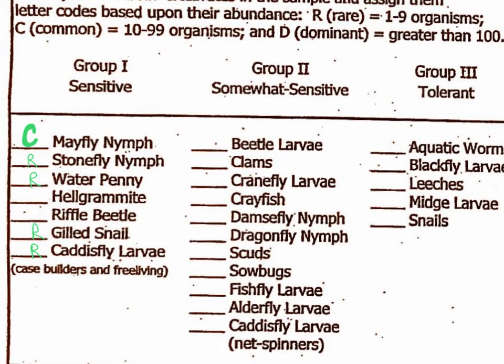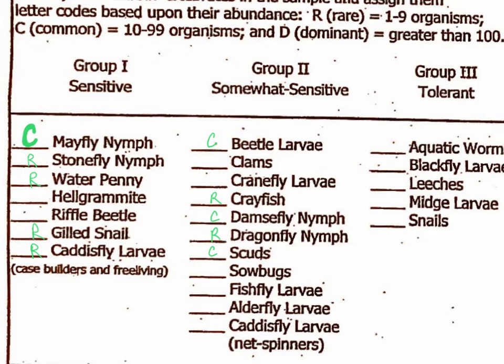Okay, we're going to do the next group. Looking at the list, we have beetle larvae of 14, so 14 is a C. I have damselfly nymphs, which is 12, so that makes a C. And you have 37 scuds, that makes a C. Looking at other ones, we have crayfish, which is a 2, that was rare, and dragonfly nymphs, rare. Moving on to the next, nothing else.